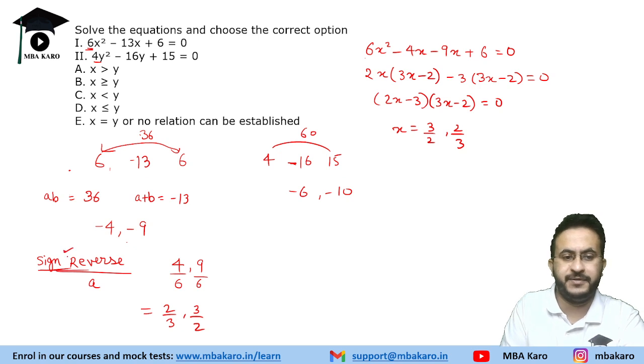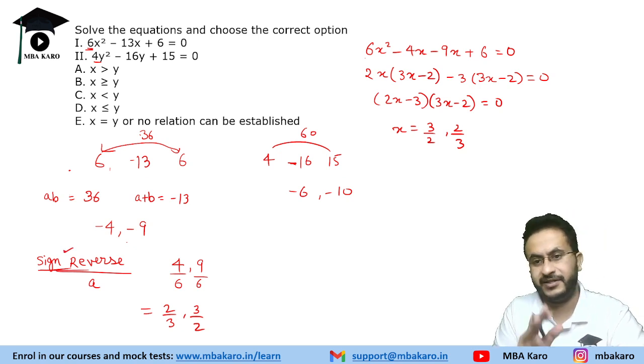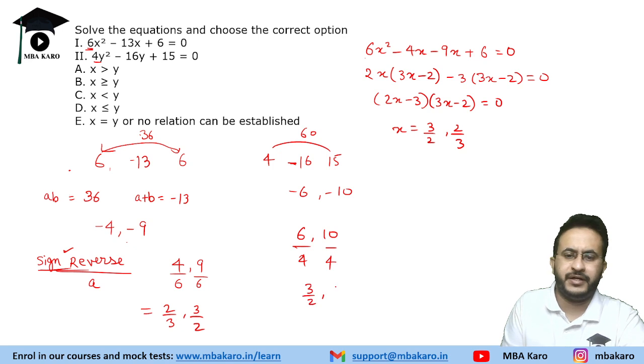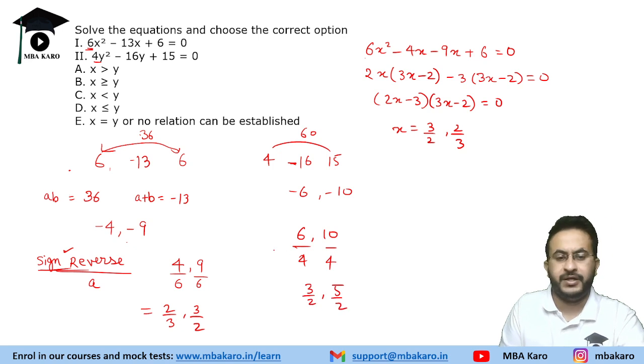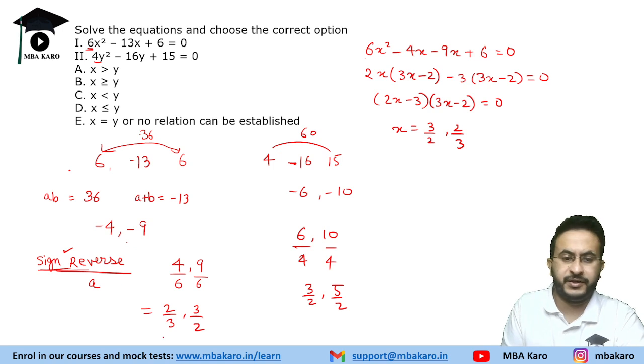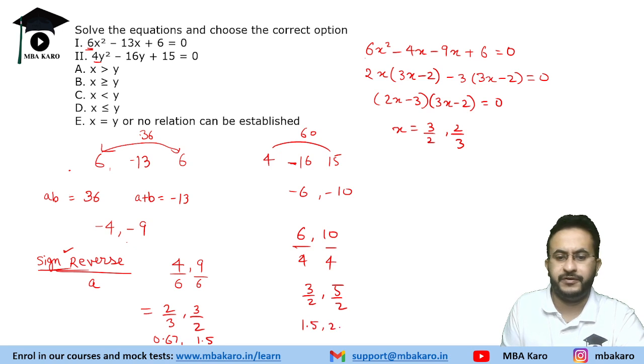Remember that this is a very important step. If you do not reverse the sign, your answer will be wrong. So 6 and 10, divide by 4. That will be 3 by 2 and 5 by 2. Now, sometimes these fractions might be confusing, so let's convert into decimals. 2 by 3 is 0.67 and 3 by 2 is 1.5, and y is 1.5 and 2.5.